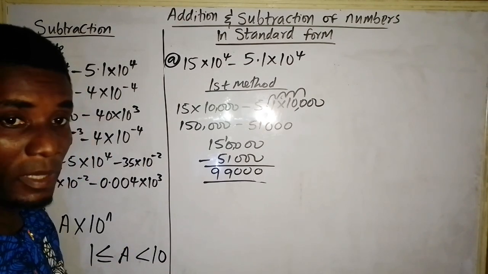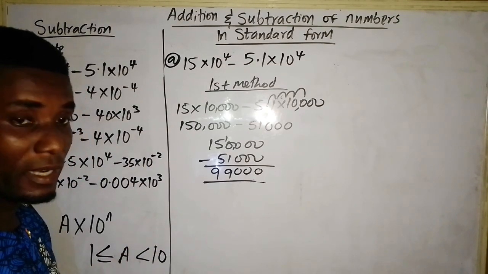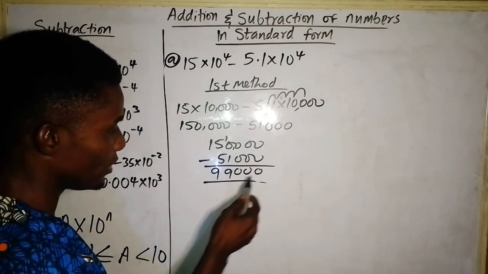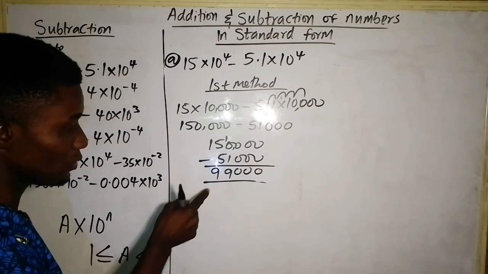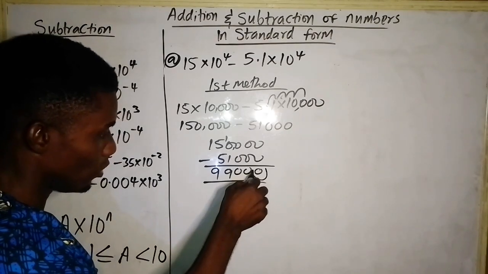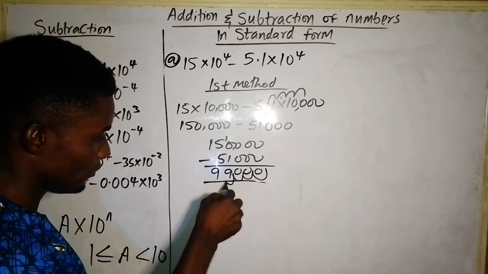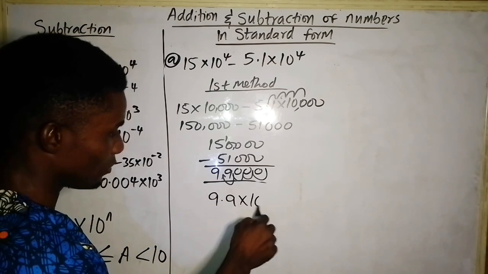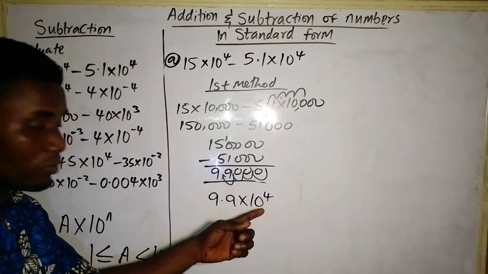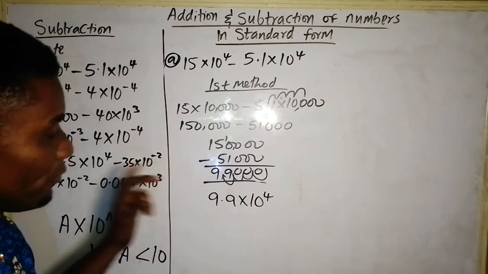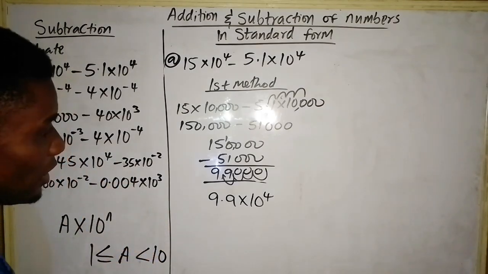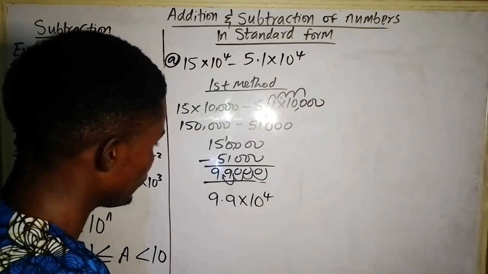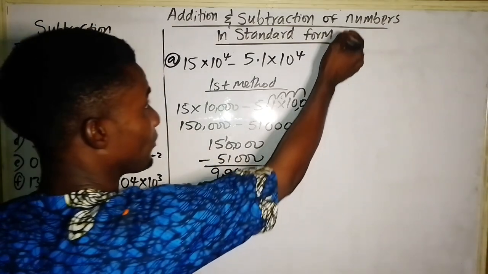If you take a look at this number now, you will see that it is not in standard form. So now let's express this number in standard form by moving our decimal point to the last digit, which is 9 here. So we move 1, 2, 3, 4. So we have 9.9 times 10 raised to power 4. You are going to have a positive 4 if you are moving your decimal point to the left, and a negative 4 if you are moving your decimal point to the right. So this is our number in standard form.